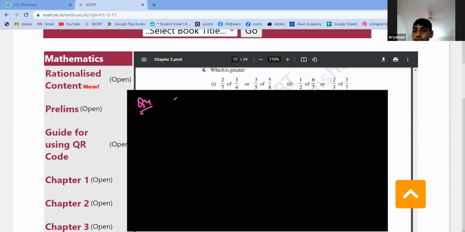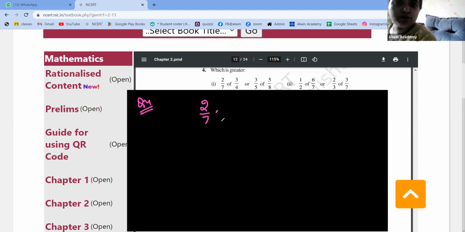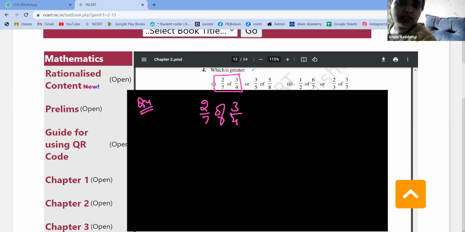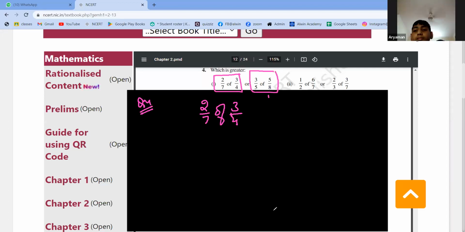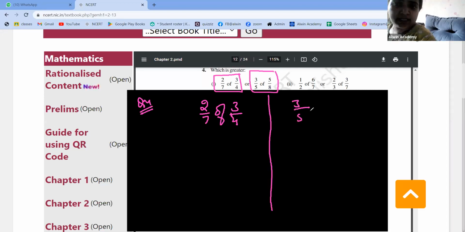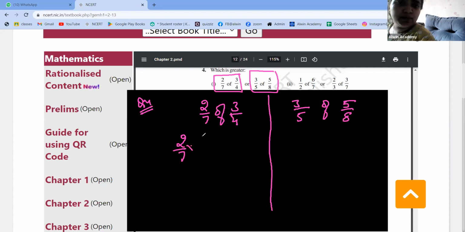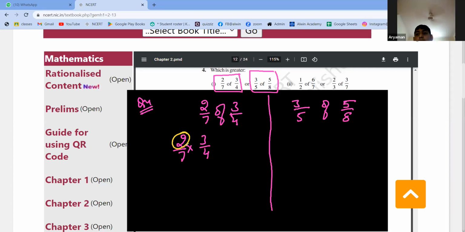So question number 4, we are solving 2 by 7 of 3 by 4. They are actually asking us to compare, hai na, which is greater, which is smaller. That means they're asking you to compare two numbers. So what are those two numbers here? One is this one, another is this one. So I'll make one line to write the next one, 3 by 5 of 5 by 8. And now how to solve this? 2 by 7 of 3 by 4 means multiply. Let's do this first. Can this be simplified?